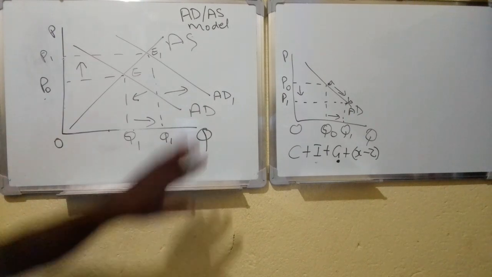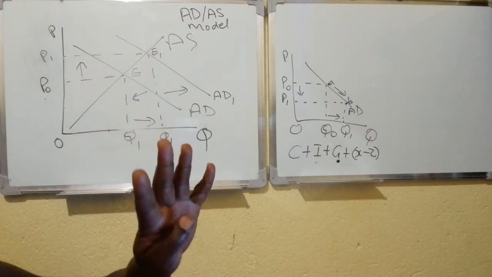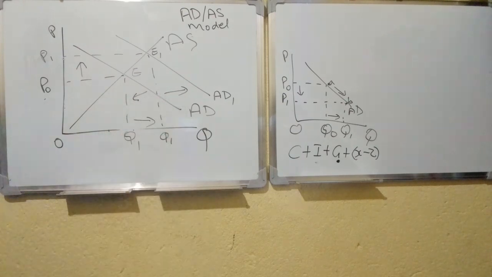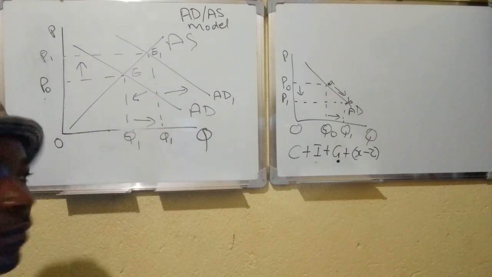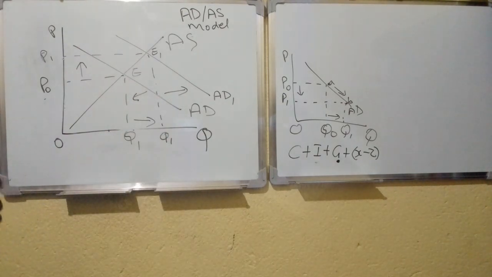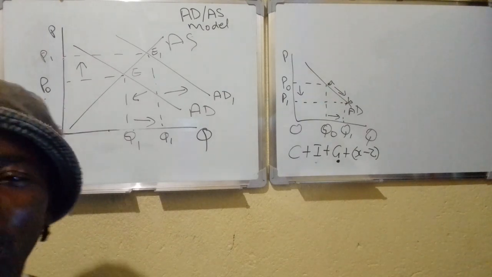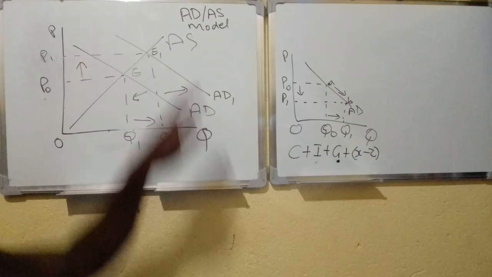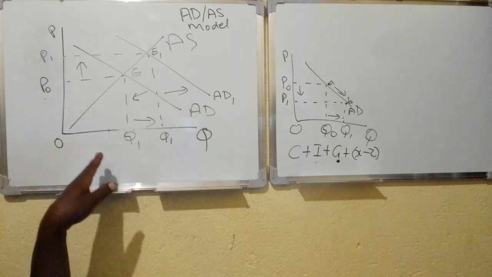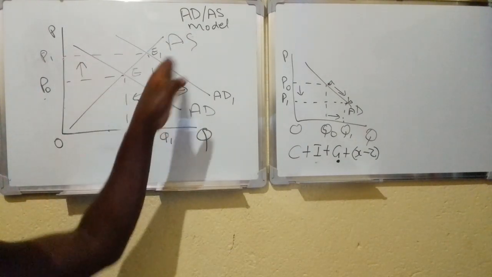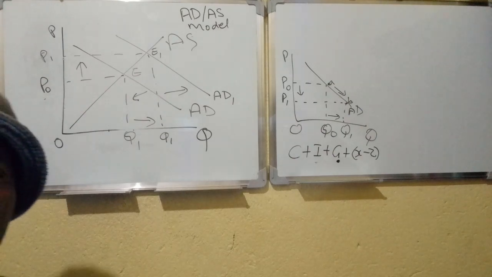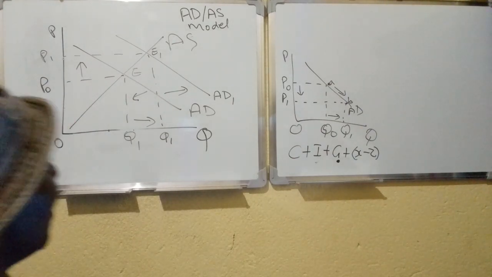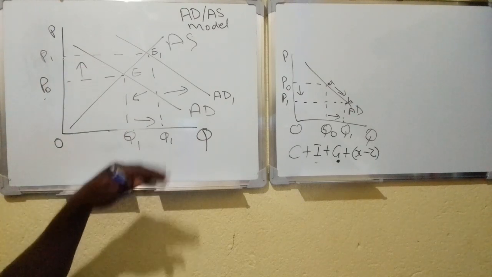Okay, now can you see that these two policies that I'm talking about, the fiscal and the monetary, they only shift the aggregate demand curve. Hence they are called demand management policies. They don't touch the aggregate supply curve. They touch the aggregate demand curve. They are called demand management policies. Okay, and then now let's shift our focus to be more on aggregate supply.